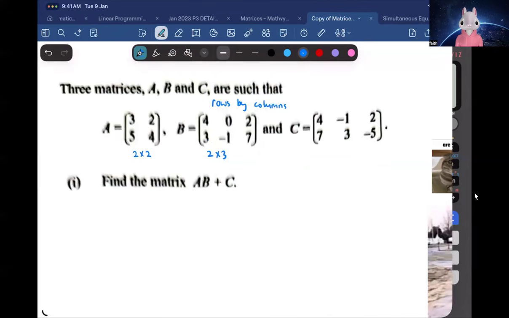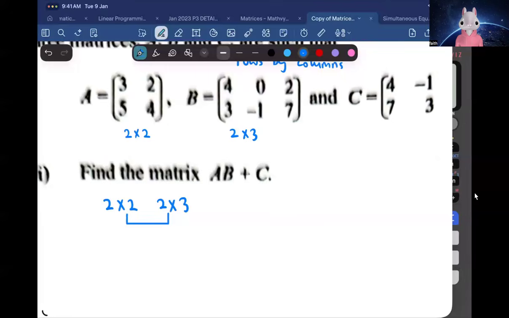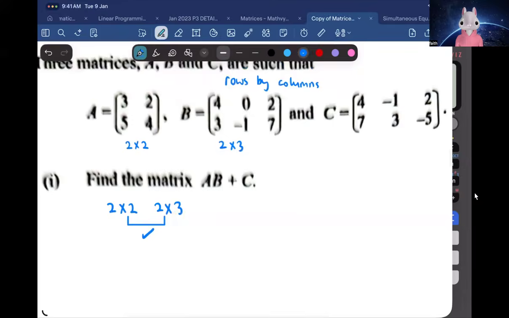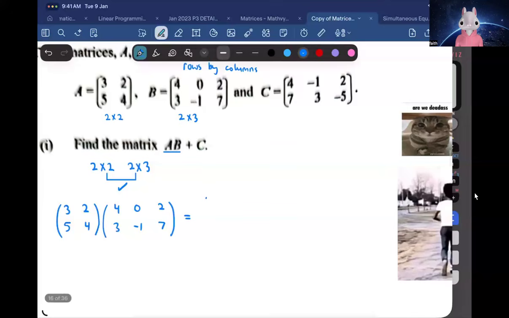Cool. So could I multiply a 2 by 2 by a 2 by 3? Are the inner numbers the same? Yes, they are the same, right? Awesome. So let's jump straight into it. The first thing we have to do is multiply A by B. So that's going to be 3, 2, 5, 4, and 4, 0, 2, 3, minus 1, 7. So right now we multiply A by B. It's the same steps, I promise you.